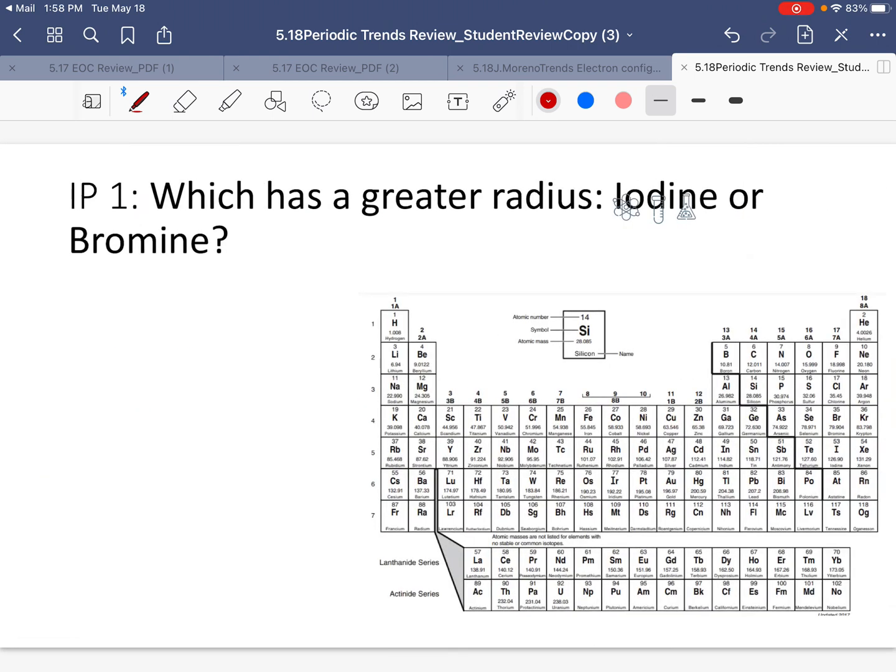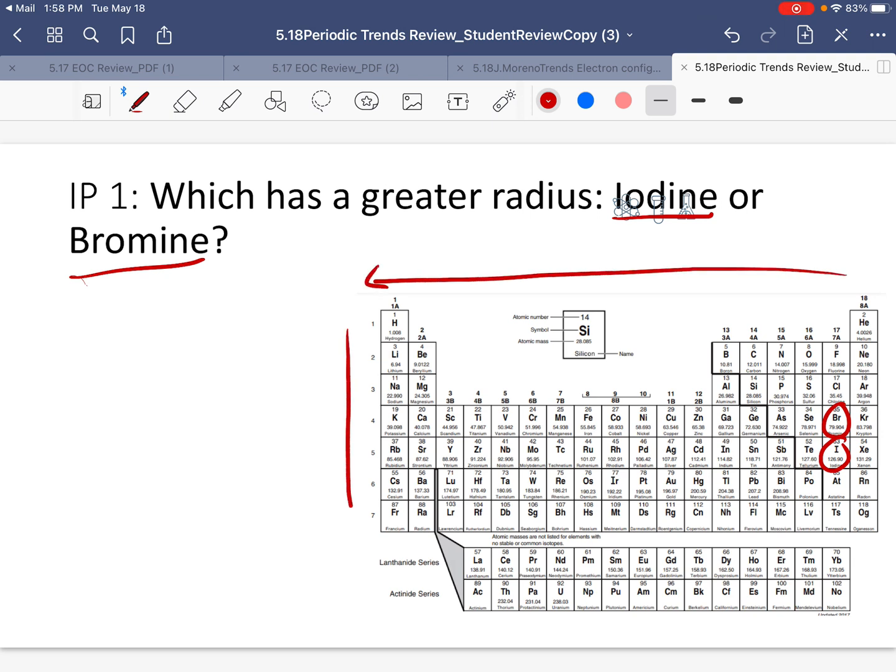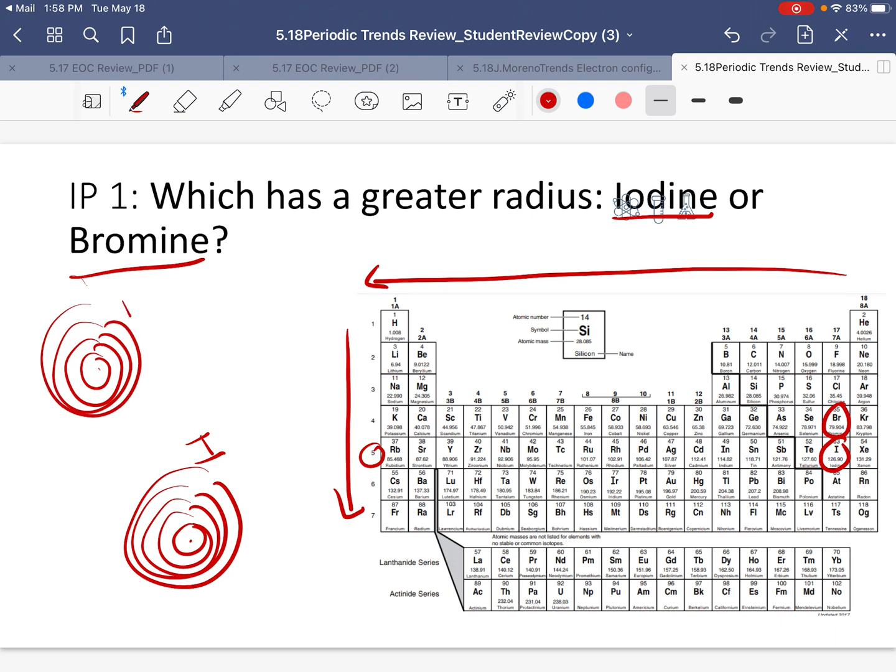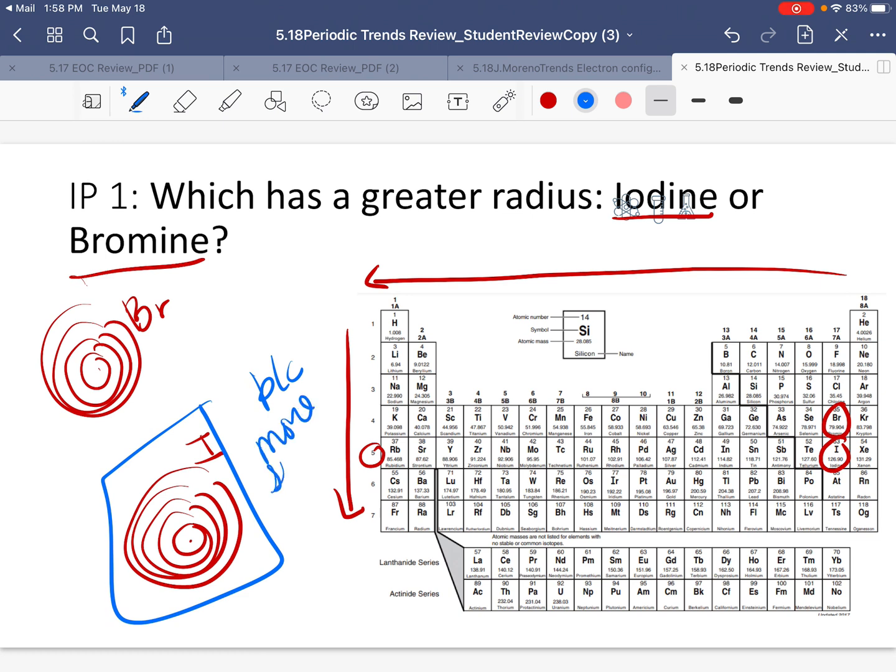Which has the greater radius, iodine or bromine? So iodine is right here, and bromine is right here. Remember, radius is a rebel. It goes to the left and down. So the further down you are, iodine has 5 energy levels. 1, 2, 3, 4, 5. This is iodine, while bromine only has 4. 1, 2, 3, 4. So our best answer would be iodine because it has more shielding or energy levels. I like to use the word shielding.